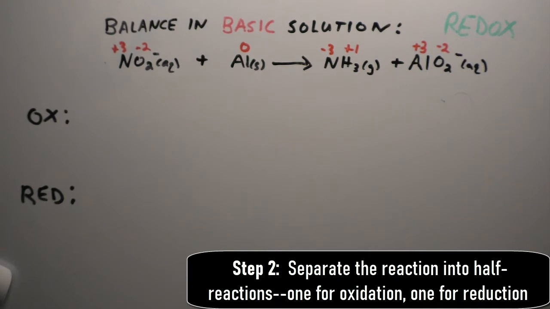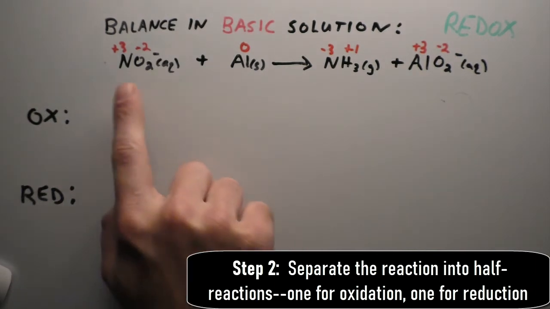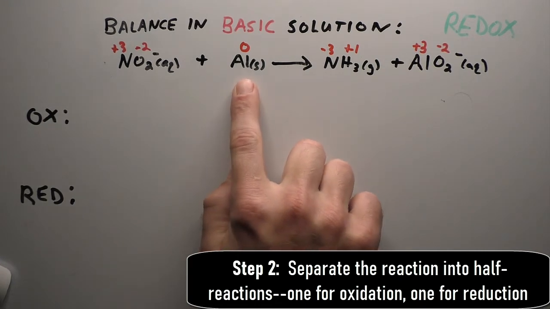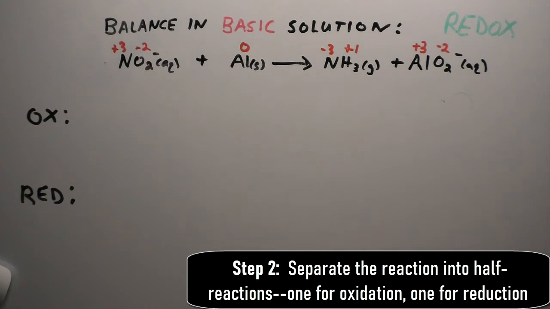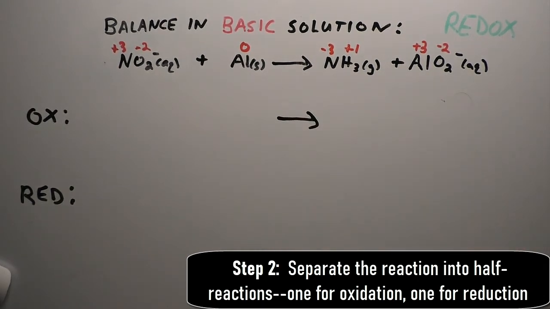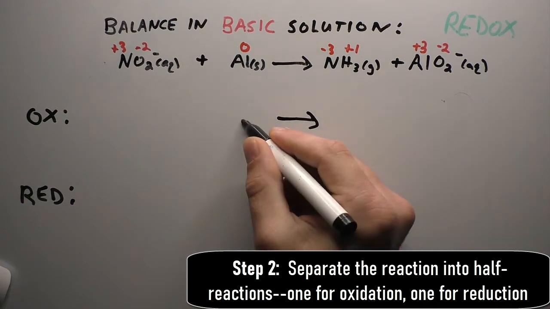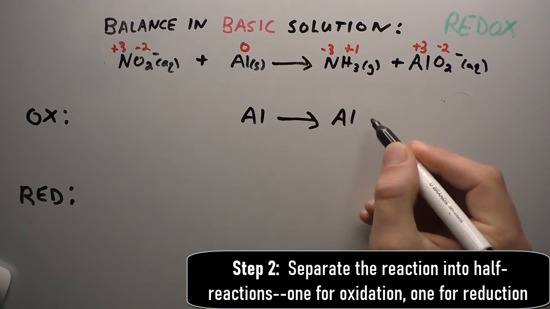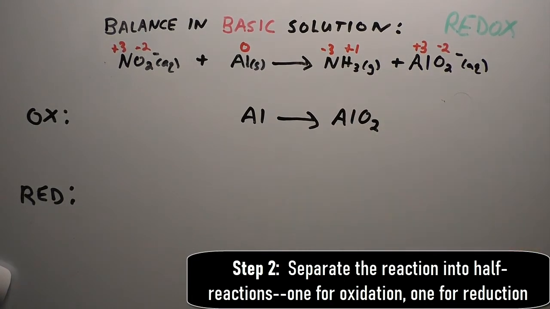So remember, oxidation is the loss of electrons. Reduction is the gaining of electrons. So an increasing oxidation number corresponds with oxidation. So of the aluminum and the nitrogen, which one of those two is increasing in oxidation number? Well, that would be aluminum because it's going from 0 to plus 3. So we know that the aluminum half reaction is going to be the oxidation half reaction. So we have our Al, and then we have our AlO2 minus over here in the products.